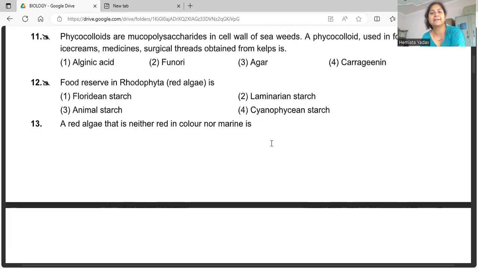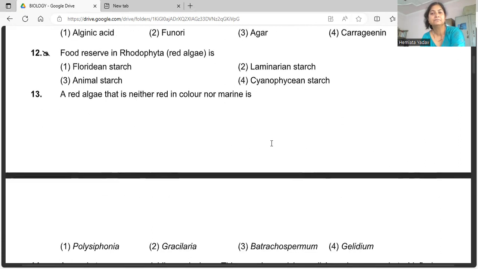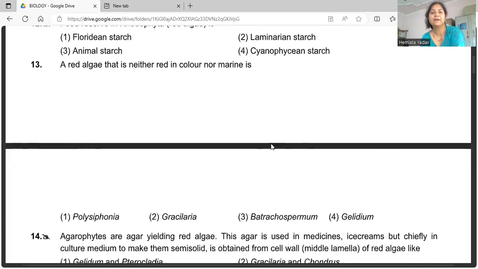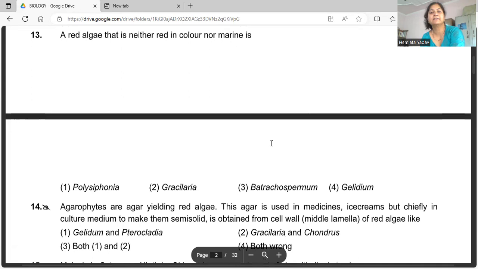Phycocolloid, a mucopolysaccharide in the cell wall of the seaweeds. The phycocolloid is used in food and textile. It is alginic acid, agar. It is agar. Food reserve in rhodophyte, red algae. What will be the food reserve in red algae? Floridean starch. The red alga that is neither red in color nor marine: which one is that?